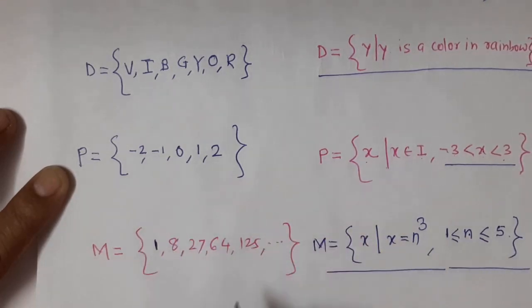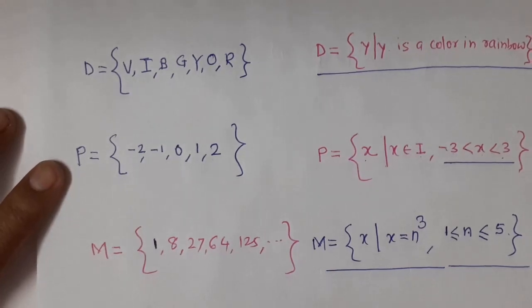So in this way you have to solve the listing method and rule method of the sets.